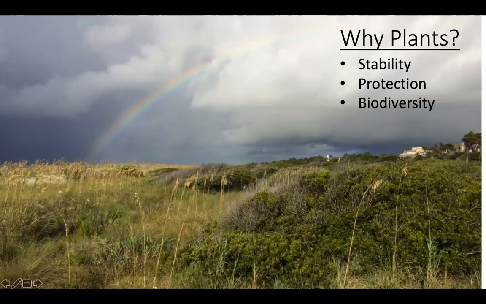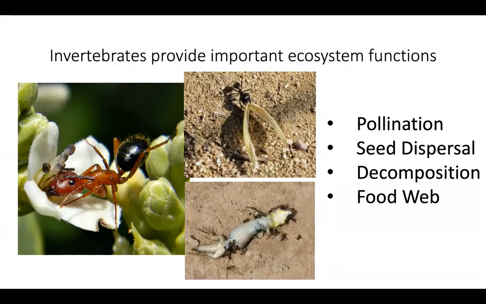The other reason that plants within dunes are important is that they are a unique source of biodiversity. So there are several species that we see in the dunes that we do not see in other locations anywhere. And then, of course, why invertebrates? Well, invertebrates provide many different important ecosystem functions. So, for example, invertebrates are important in things like pollination, which you can see here with this ant that is drinking nectar from this flower and at the same time pollinating adjacent flowers.